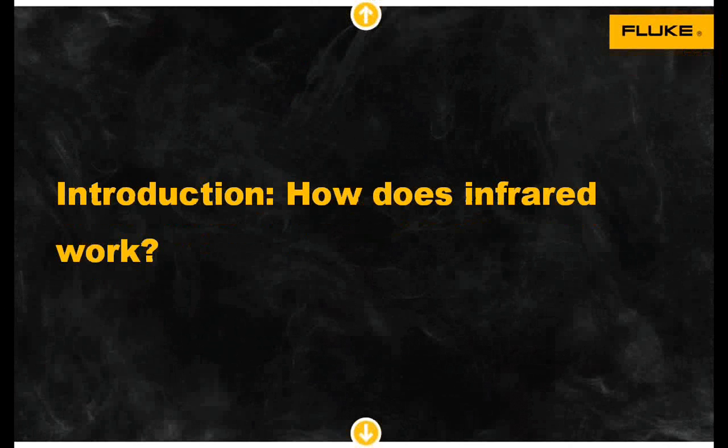Introduction. How does infrared work? Radiated heat is electromagnetic radiation in the infrared band of the spectrum. Absolute zero is minus 273 degrees C, and all objects radiate thermal energy above absolute zero. As an object becomes hotter, its molecular activity increases, and it radiates more energy.